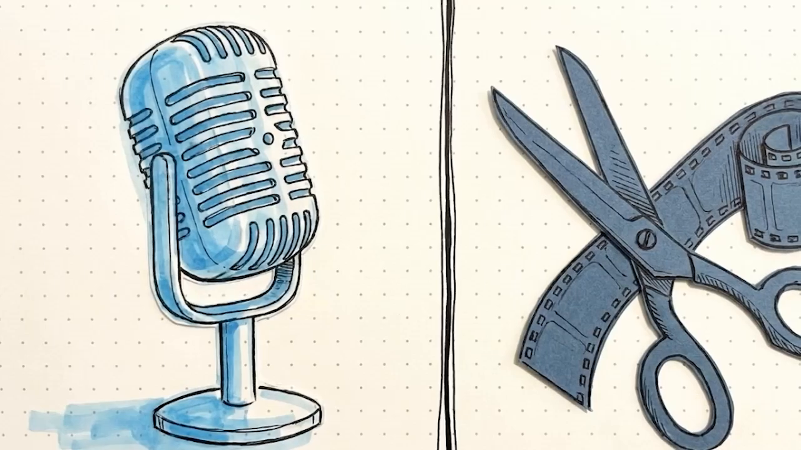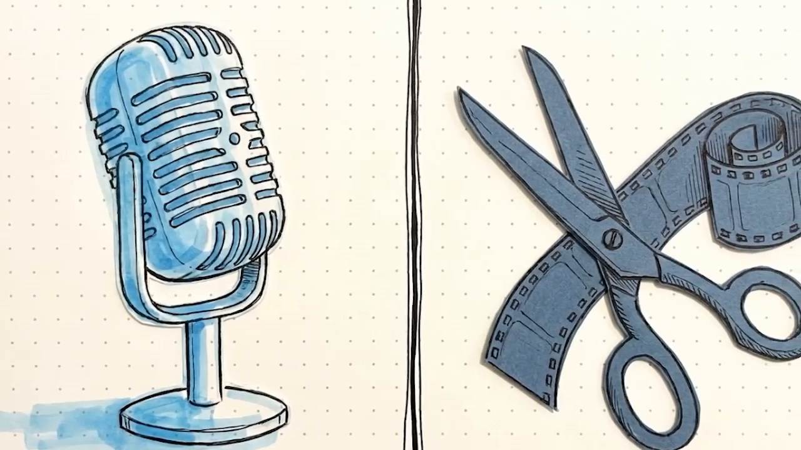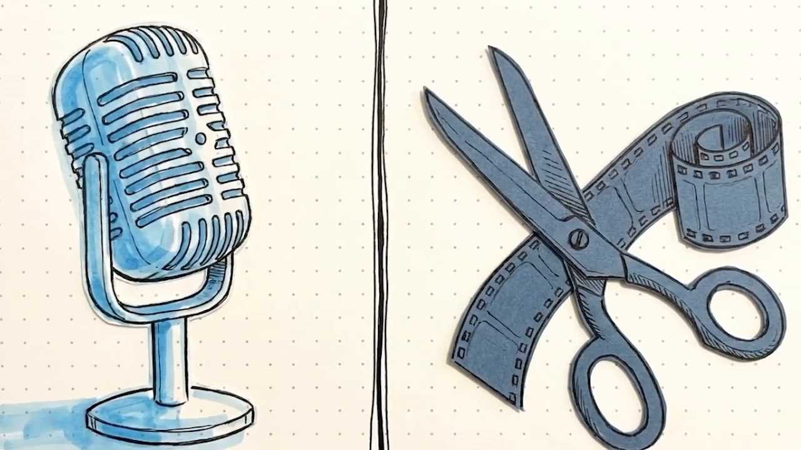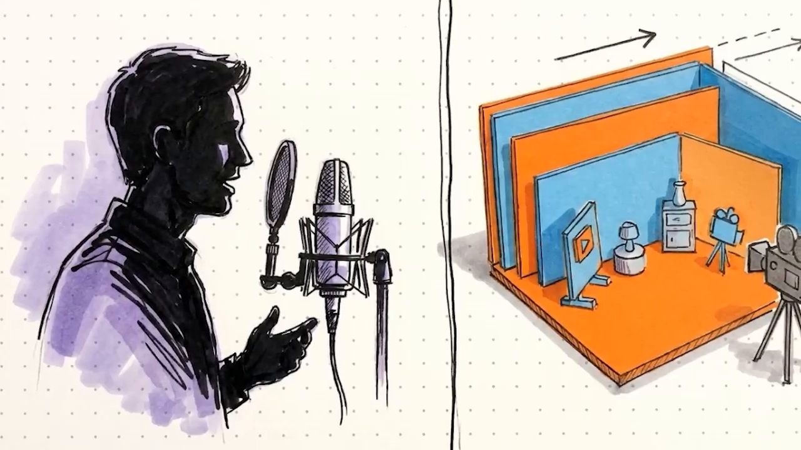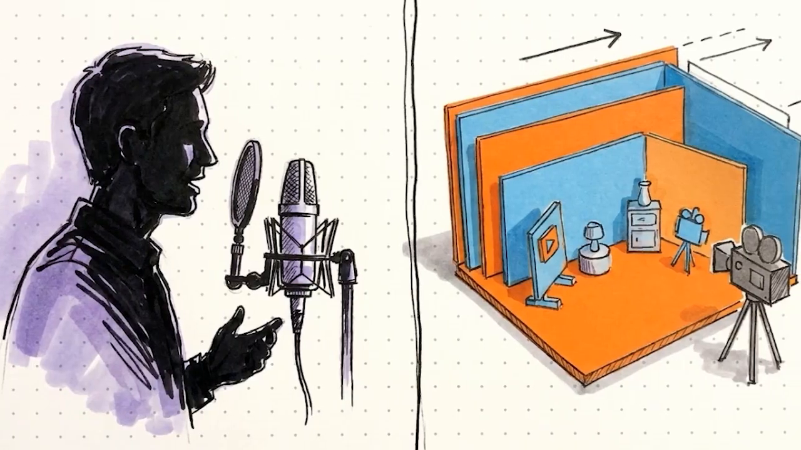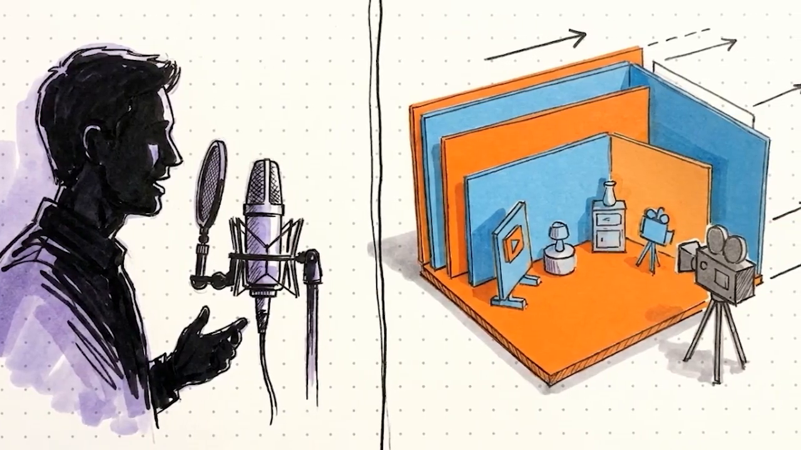Pillars 3 and 4 are the voiceover and the editing. These are governed by one rule: show, don't tell. Every spoken claim must be visually validated on screen. If the narrator mentions a specific event, the editor must display that footage immediately to maintain viewer trust.